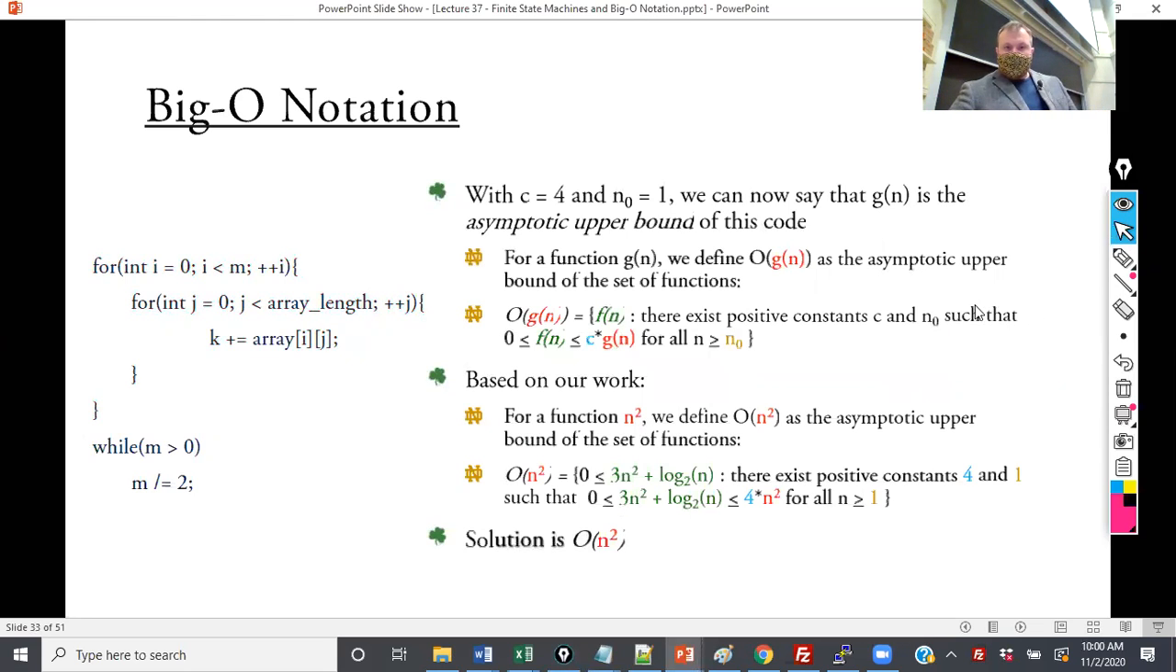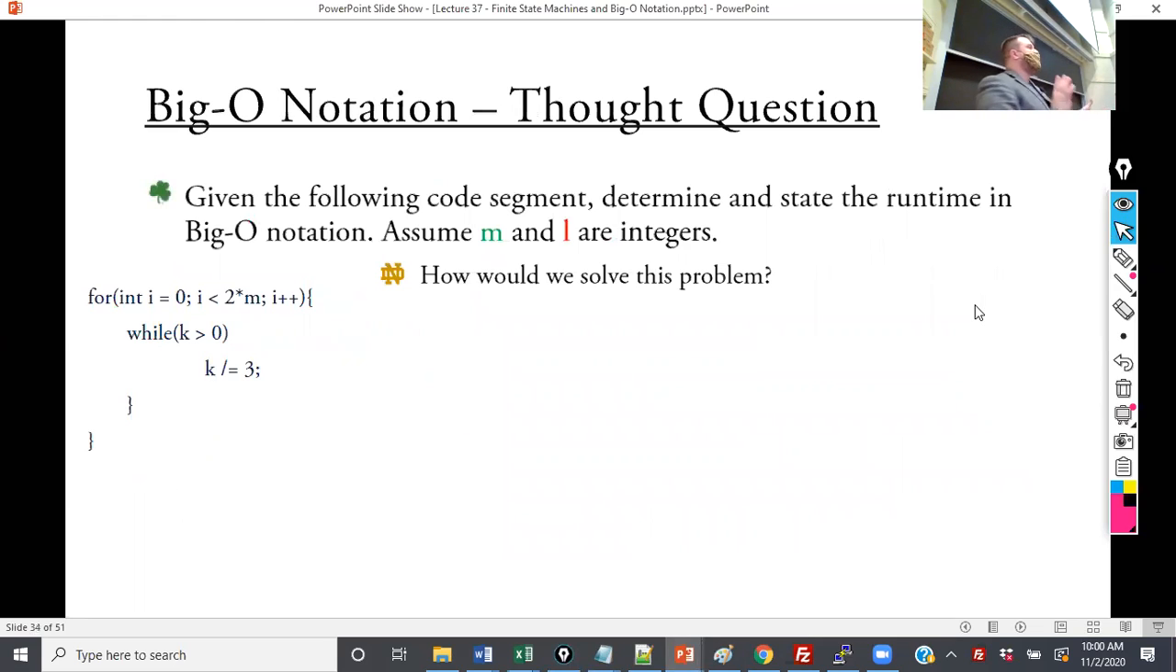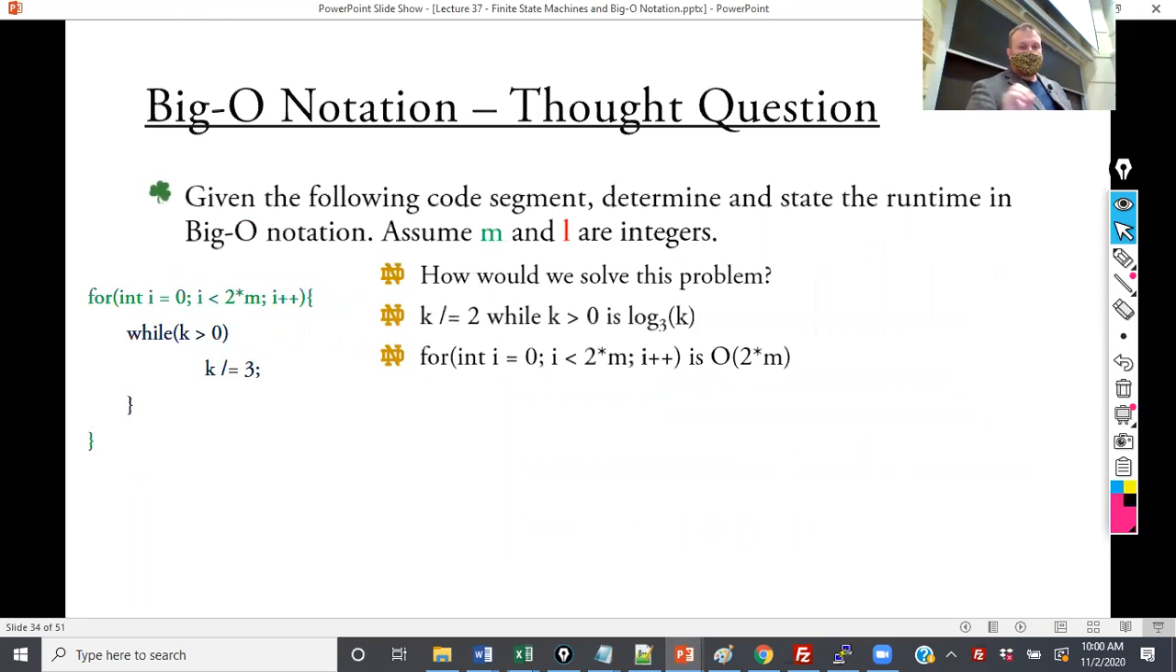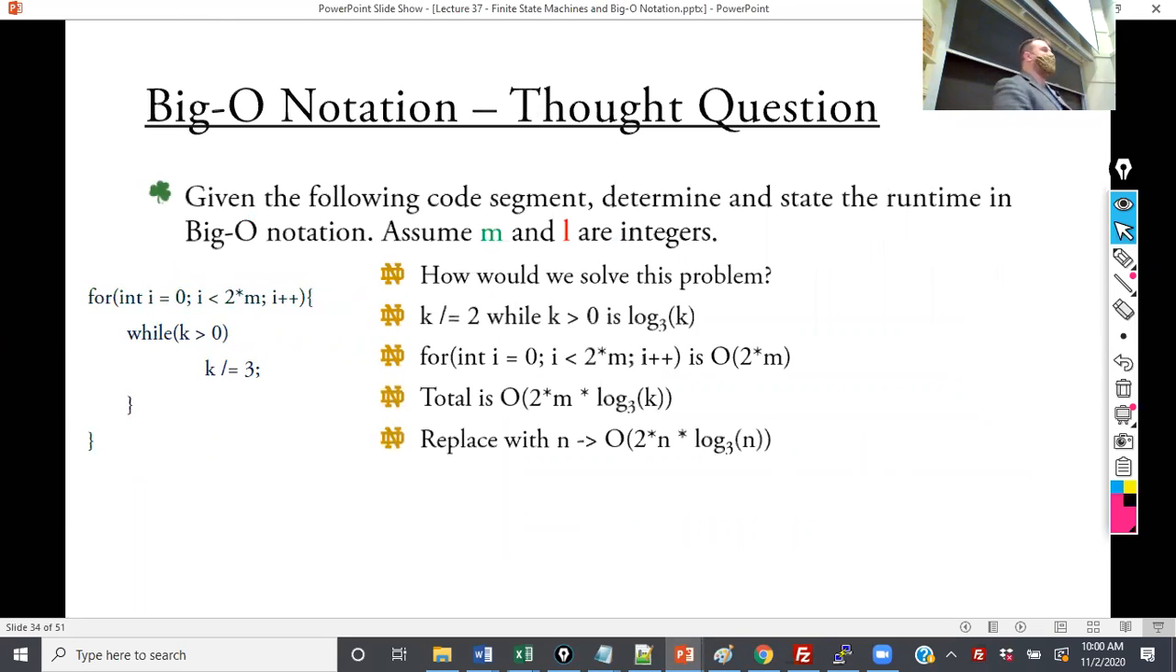And so I will just very quickly click through this one just to show you my approach. And this is where we'll conclude lecture. So here I have some value k divided by 3, so this would be log base 3 of k. And then outside it's 2 times m. So it's 2 times m times log base 3 of k. And plugging in n, I get 2 times n times log base 3 of n.